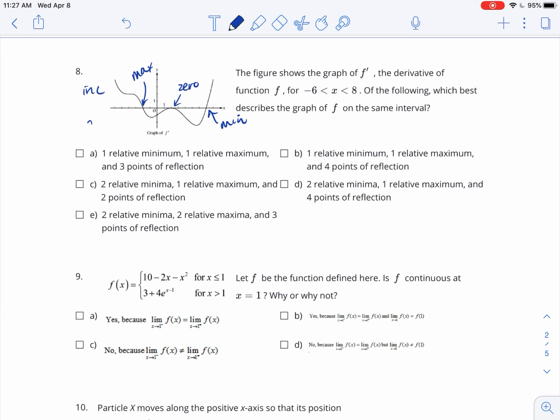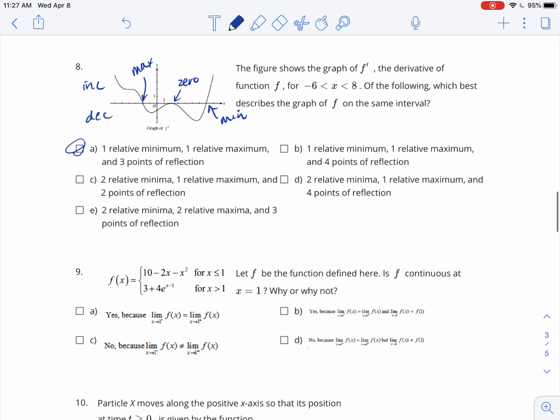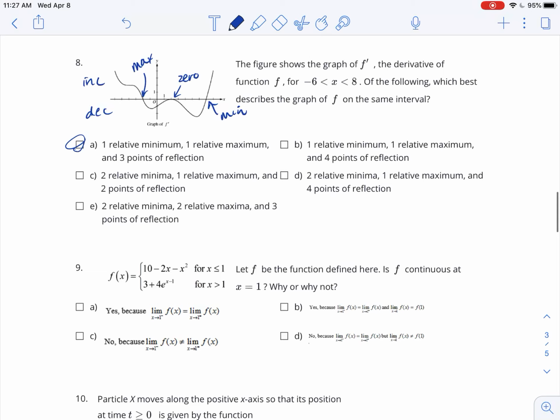And I'm going to have a minimum over here. I know anything above the x-axis I'm increasing, and anything below means I'm decreasing. And so if I go through my options, I have 1 relative minimum, 1 relative max, 3 points of inflection, and that's going to be the answer.